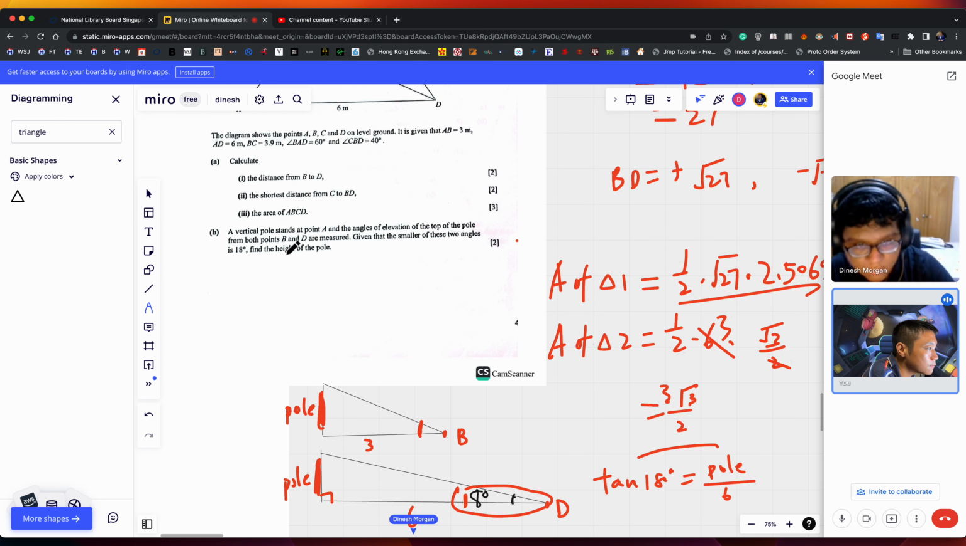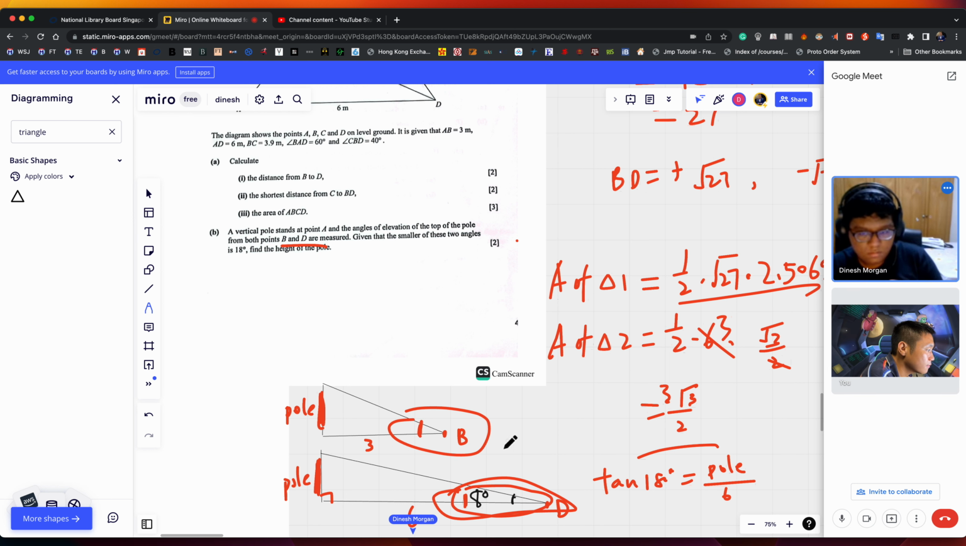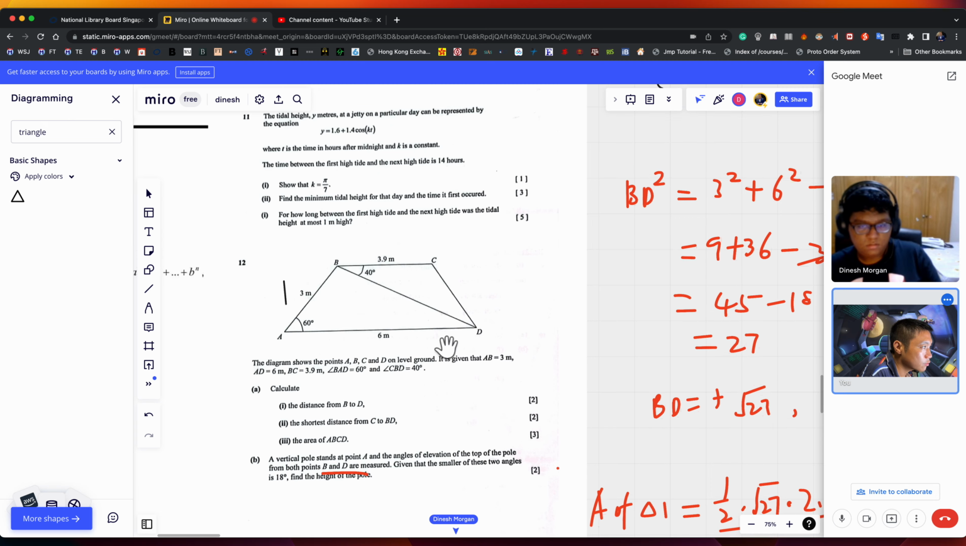They just try to confuse you a bit. And you have to decide which one you pick to solve. If you pick this one, you're wrong, because this is going to be a bigger angle, right? Okay, good. Quite easy.